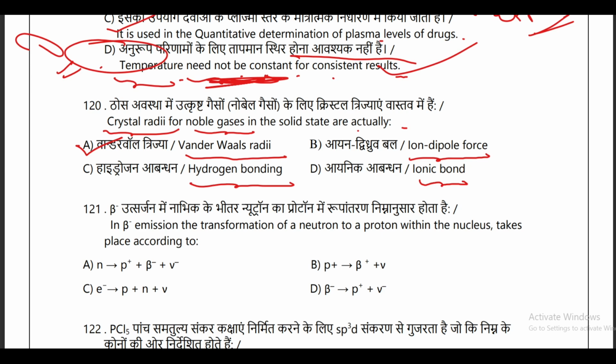For noble gases in the solid state, crystal radii are determined by the van der Waals radii because these atoms, you know, are not bonded to each other in the conventional sense. Instead they are held together by weak van der Waals forces, which are the only significant intermolecular forces present in noble gases. So that's why you will take van der Waals radii as your correct answer in this question.